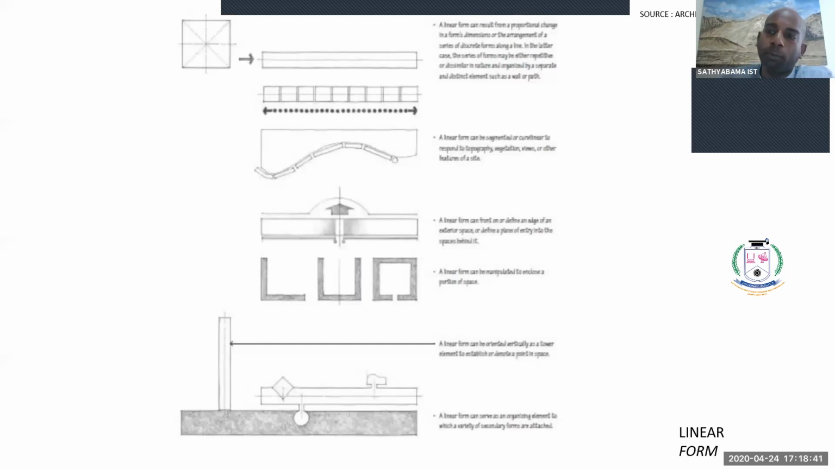Then linear forms can also enclose form, which is what you see in the fourth. So if it bends around, then it encloses a form in the center, right? Linear form can also work vertically, right? And it can also be the organizing element. So it could be the axis along which a number of irregular forms are organized, right?